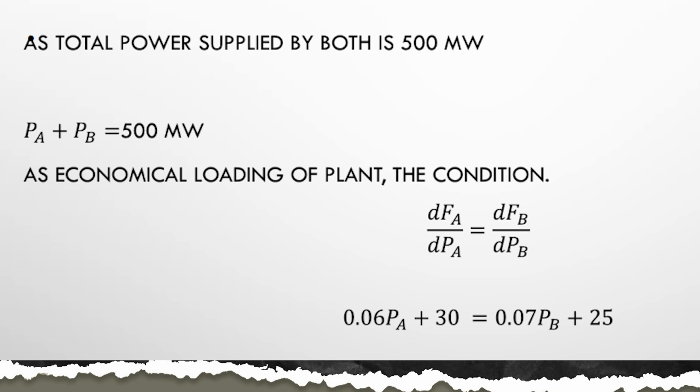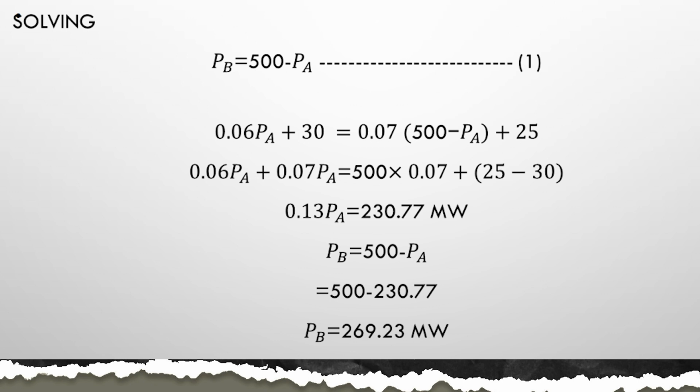This is the incremental rate for the first power plant, that is A power plant, which should be equal to DFB upon DPB. So I am just putting this value here: 0.06 PA plus 30 is equal to 0.07 PV plus 25. When I simplify, I will get PV equal to 500 minus PA.